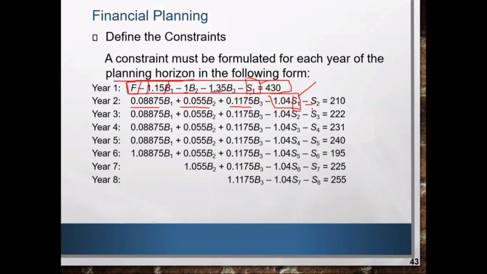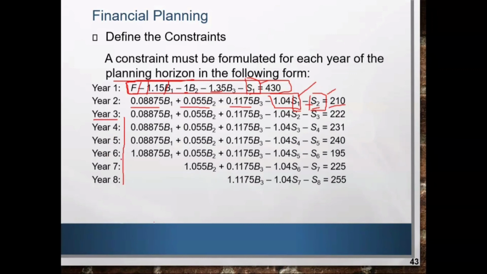Minus savings of year 2. Since this is the beginning month of year 2, there are no savings yet, so it will equal 210. Next is year 3. The method is the same until year 8.